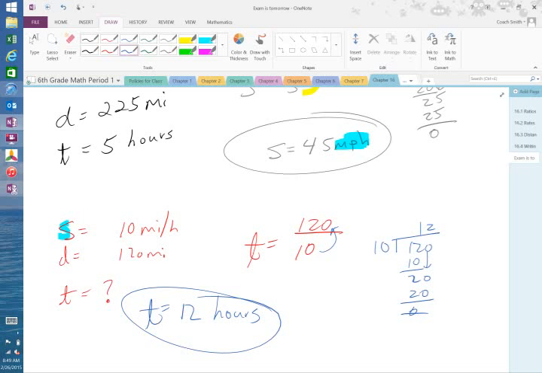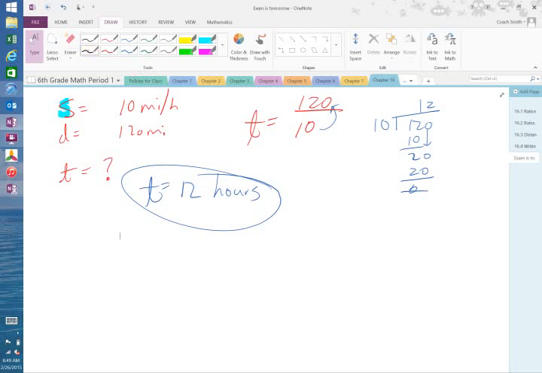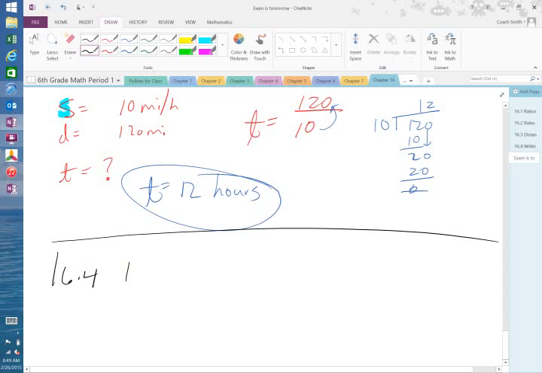All right. Last thing, 16.4, proportions.